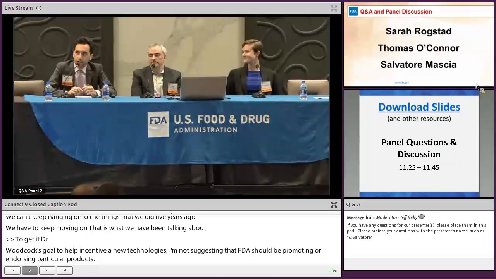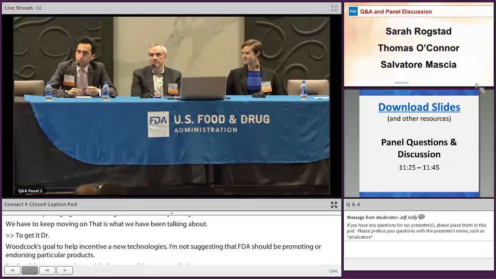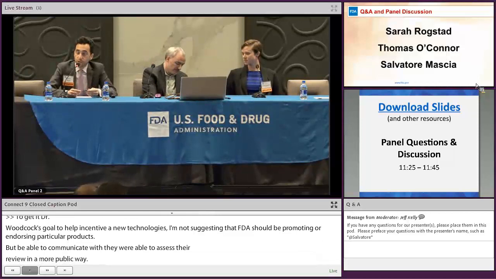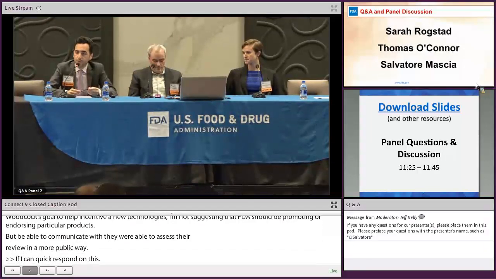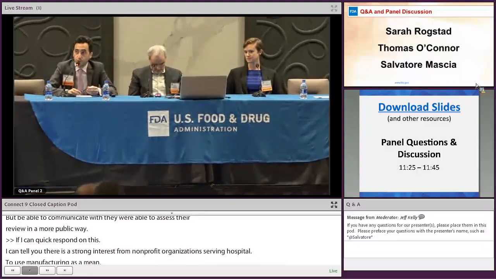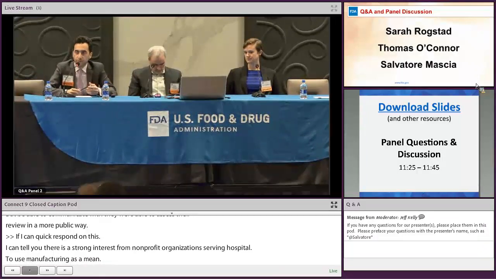If I can quickly expand on this from the industry perspective, I can tell you that there is a strong interest from hospitals and from non-profit organizations serving hospitals to use continuous manufacturing as a means to produce these drugs that are in short supply, mostly sterile injectables. Continuous manufacturing is definitely not only a solution for solid dosage forms, but also for sterile injectable drugs. And this could be a viable solution for actually resolving this problem.